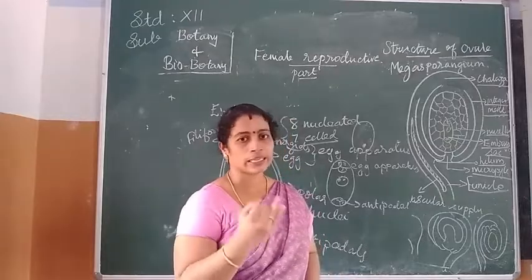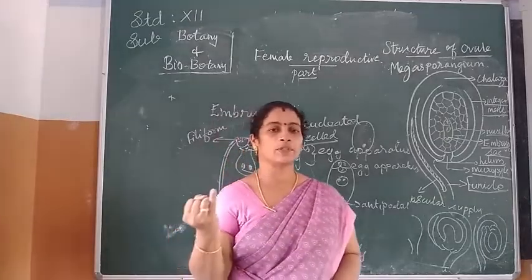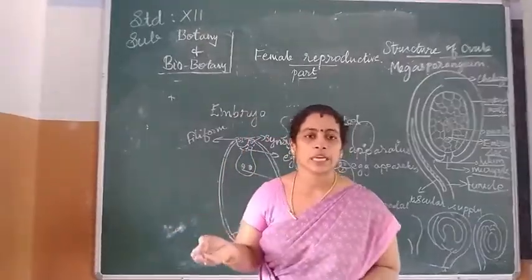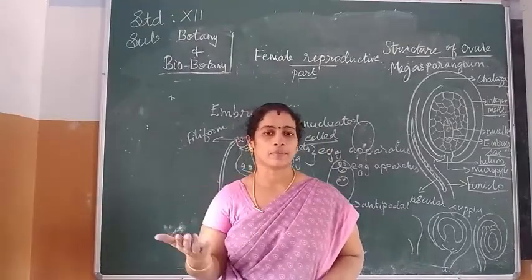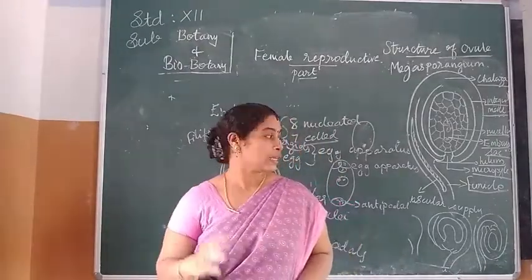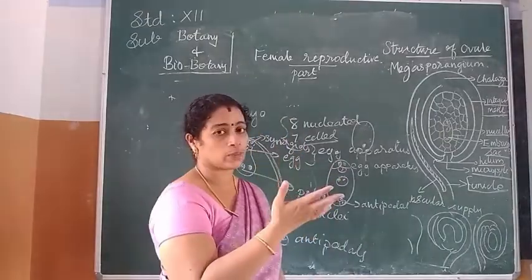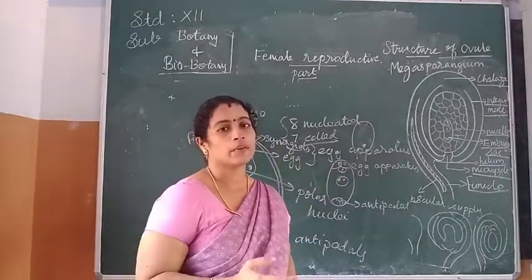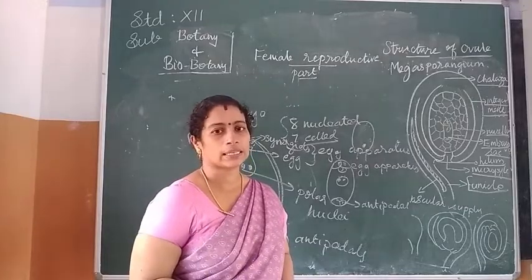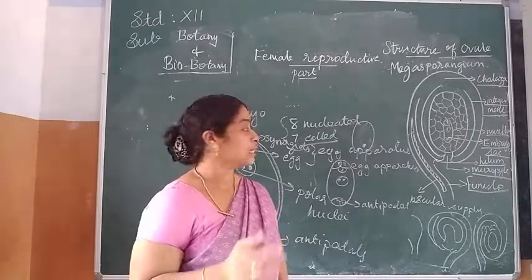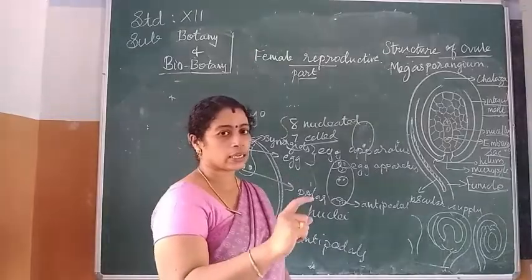Then we have studied about the types of ovule, isn't it? So what are the types of ovule? Orthotropous, anatropous, hemianatropous, campylotropous, amphitropous and circinotropous. Then next we have studied about megasporogenesis. What is megasporogenesis? The formation of megaspores from the megaspore mother cell is known as megasporogenesis.